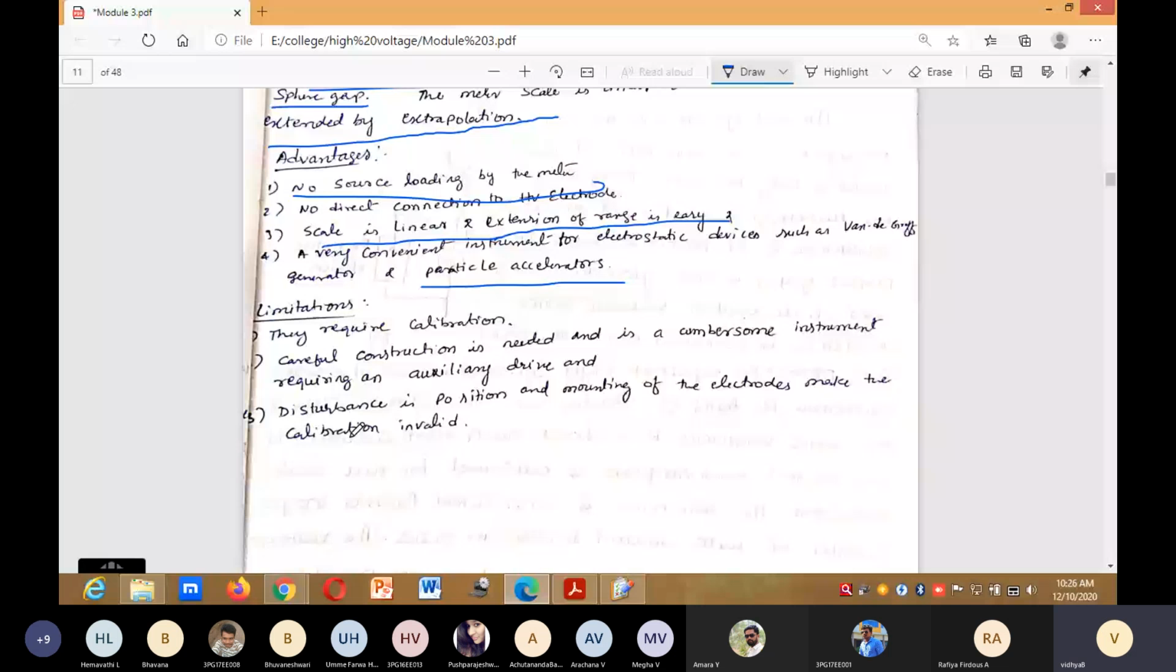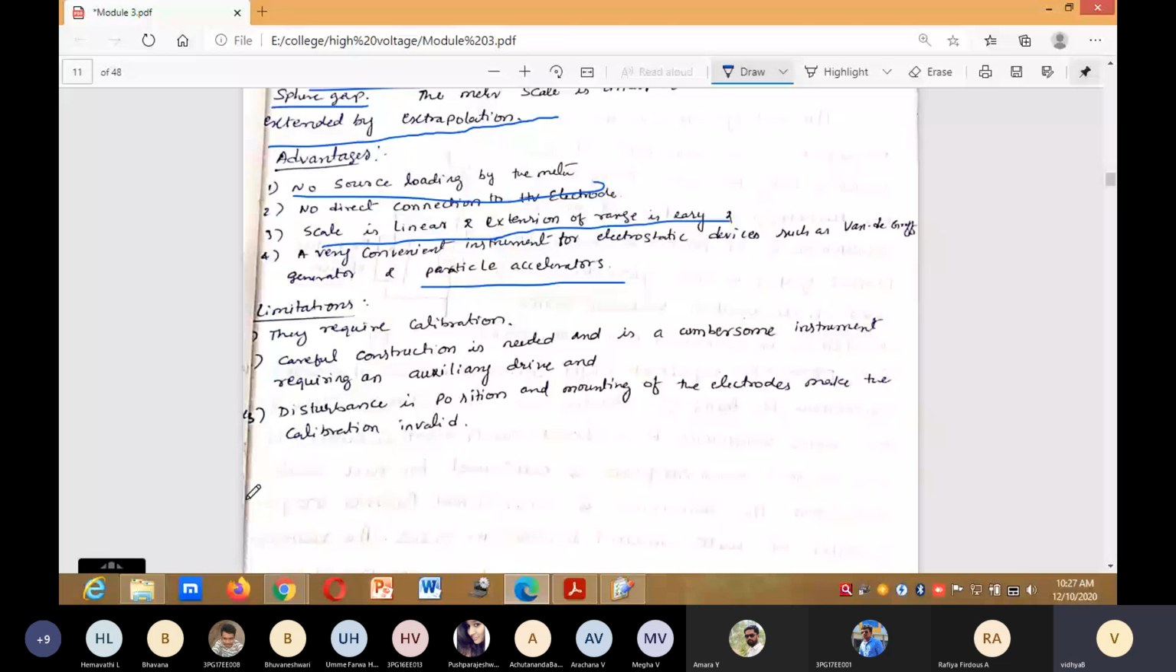This is the small introduction about generating voltmeters. You need to explain a few sentences about generating voltmeters, and next you should write the principle of operation and diagram, and the advantages and limitations of the generating voltmeter.